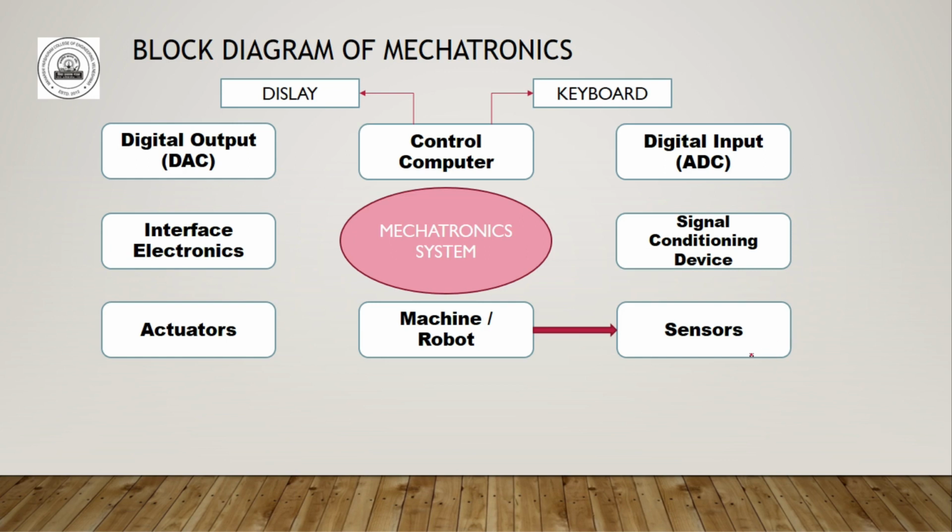So this is our first element of the mechatronic system. Then second, that is the signal conditioning device. Well, what is a signal conditioning device? It is a circuit that brings the signal into a suitable form for further processing. In modern electronics, signal conditioners are amplifiers, filters, and attenuators. So these are your signal conditioning devices.